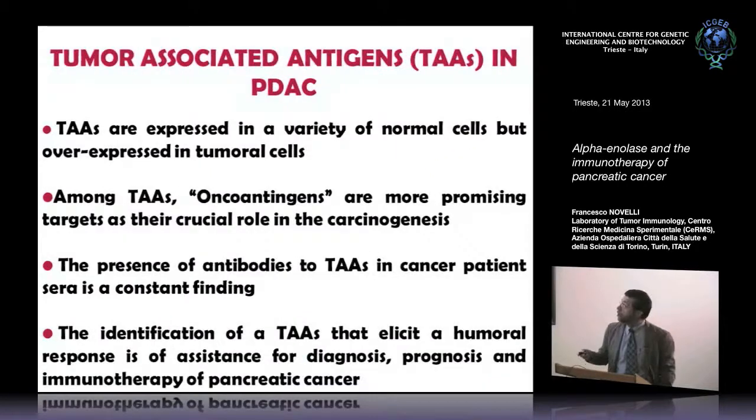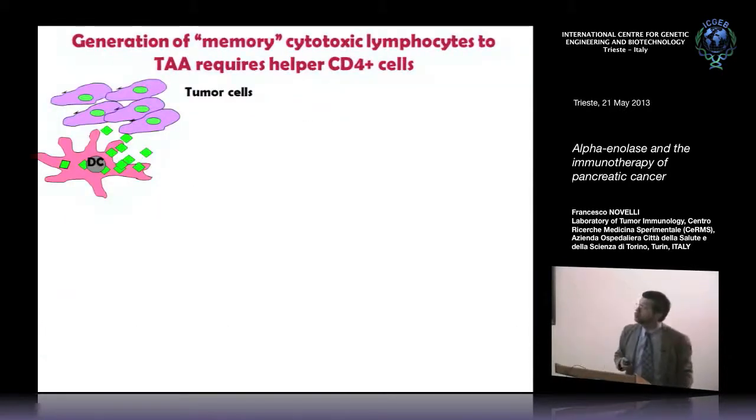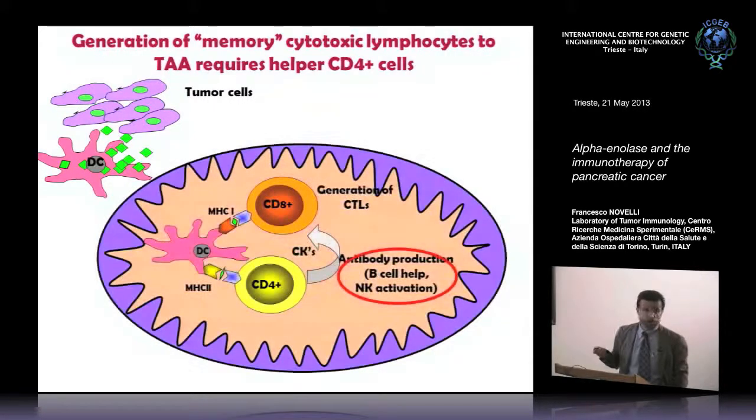We were in particular interested in finding tumor-associated antigens of this tumor in order to develop some diagnostic strategy to find early markers, and also to identify some markers and tumor-associated antigens to direct possible immunotherapy. Our idea was that tumor cells can deliver antigen that is taken up by dendritic cells, and when dendritic cells reach the lymph node, they can display some peptides to CD4 and CD8 T cells.